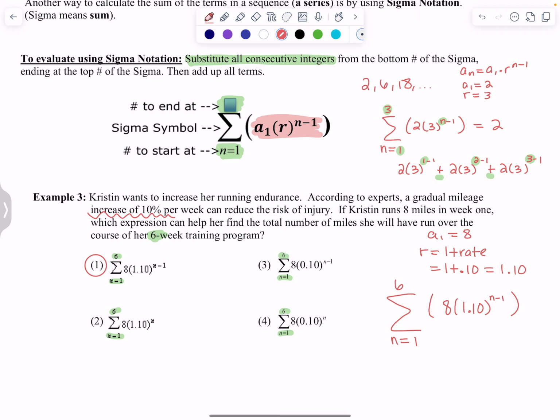So they didn't actually ask you to find the sum of her mileage run, just what would make sense for this 6-week training program. And also, if you're ever typing in a formula into the calculator with sigma, just make sure you never write outside of the sigma parentheses, that you always keep everything written inside, otherwise it won't calculate it correctly.